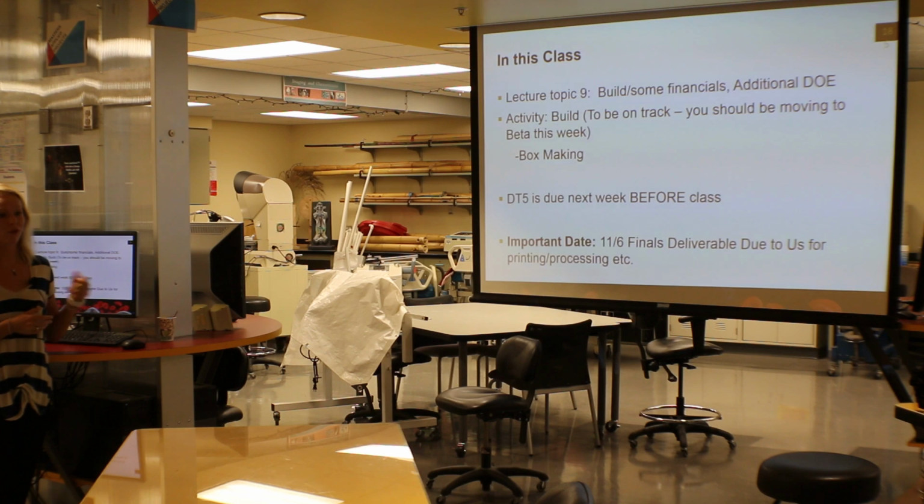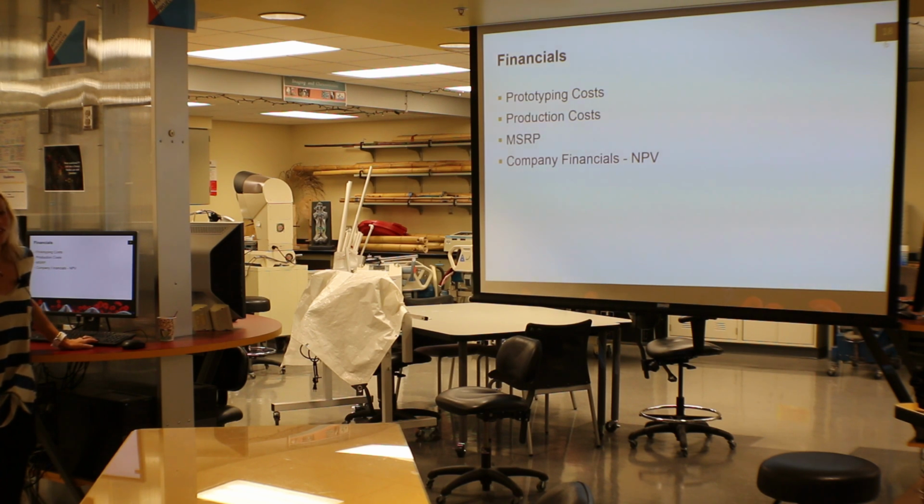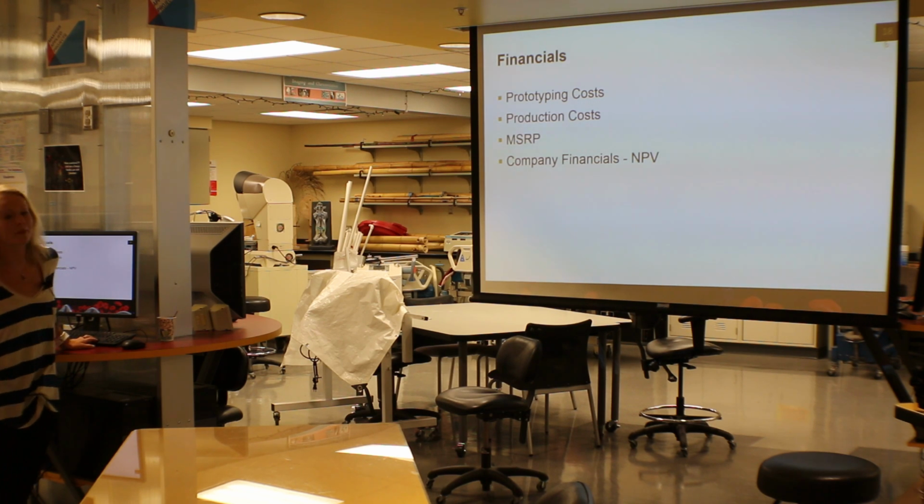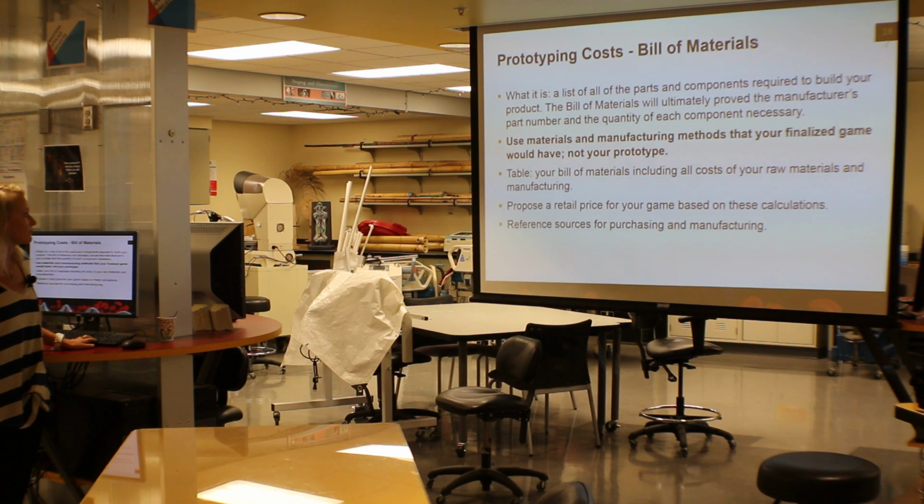Okay, so just a couple things to keep in mind. DT5 is due next week before class, and November 6th, this is a very important date. This is when we need all of the files that you need printed, laser cut, 3D printed, everything. So that's going to sneak up on you really fast. So today we're going to go over prototyping costs, production costs, MSRP, and NPV.